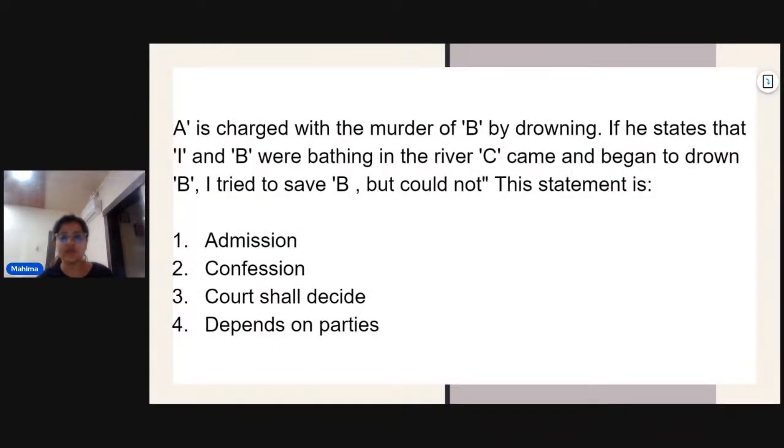A is charged with the murder of B by drowning. He states that he and B were bathing in the river. C came and began to drown B. A tried to save B but could not. This statement is admission, confession, court shall decide, depends upon the parties.